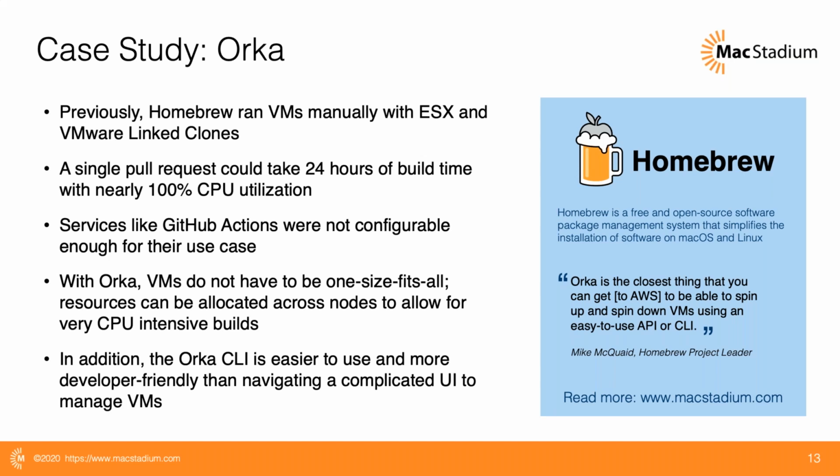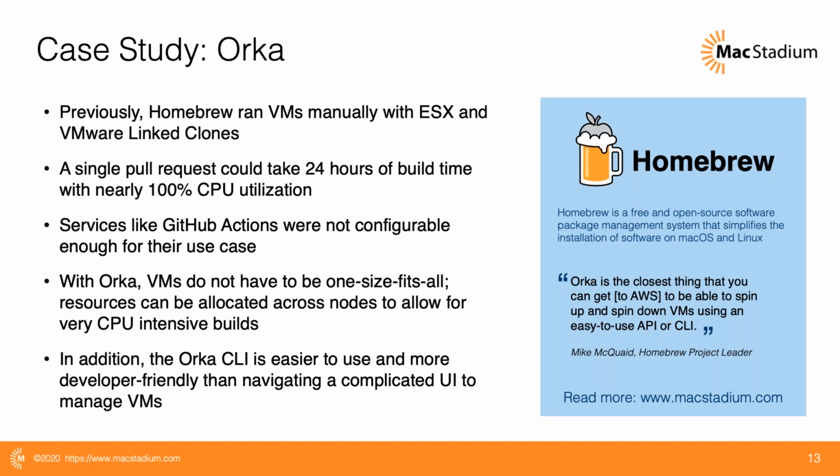And they also had some things that were kind of a struggle by nature of how they build and how the open source product worked. As you can see here, a pull request could take 24 hours of build time and kill the whole CPU on a system. And when they tried to go to, again, CI as a service platforms, it's not that those platforms aren't very valuable and very good at what they do, but when you get into customized things like this, things like GitHub Actions aren't configurable enough for them to use the way they want to.